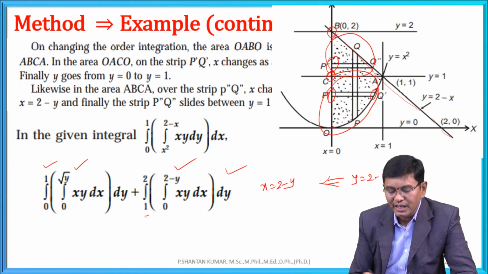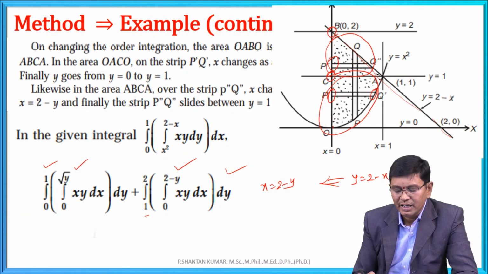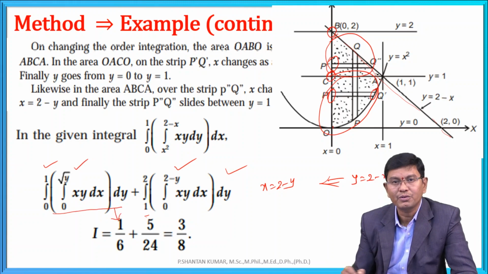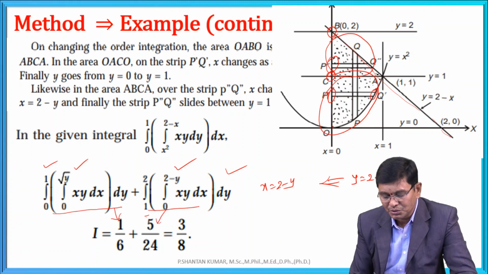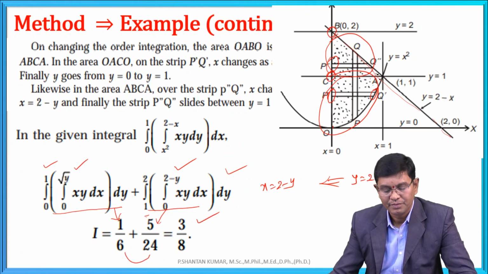After splitting, these are the two parts, and we integrate first with respect to x. The solution of the first part is 1 by 6 and the solution of the second part is 5 by 24. After adding these two solutions, we clearly obtain 3 by 8.